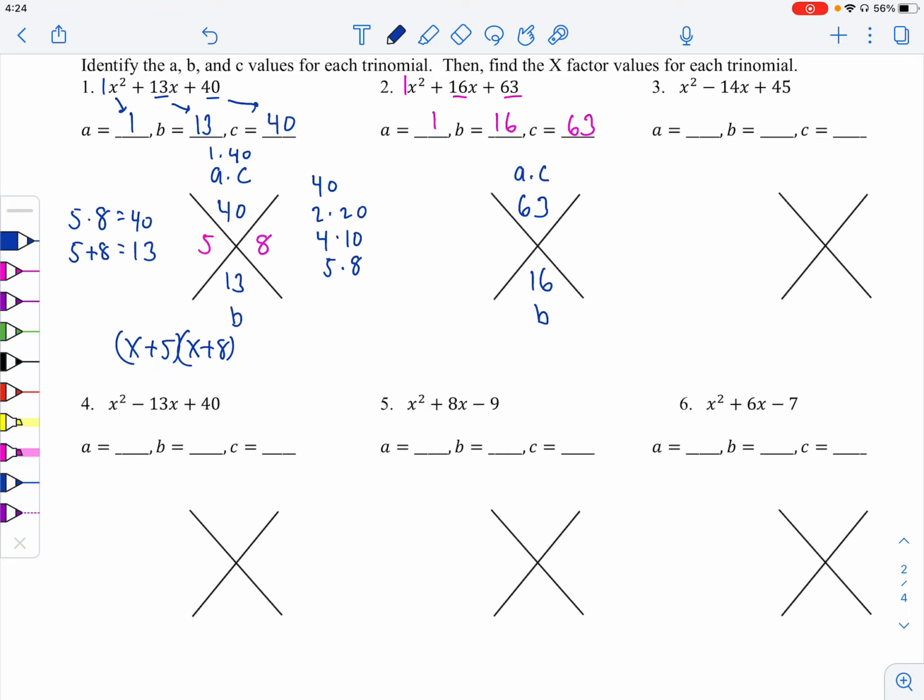7, 9. Does that add to 16? Yeah, it does. First crack. So 7 times 9, that's our two factors, 7 and 9. Because 7 times 9 equals 63, and 7 plus 9 equals 16. So that's our two numbers, 7 and 9.